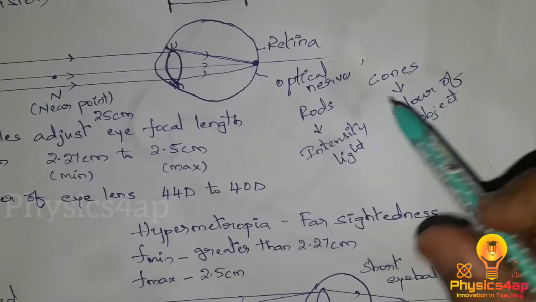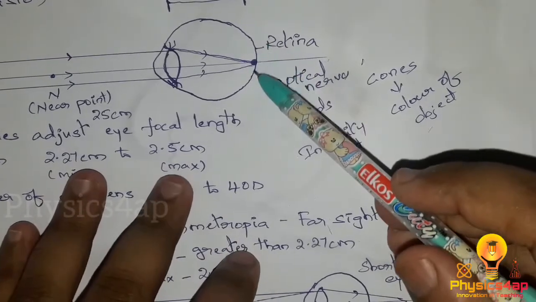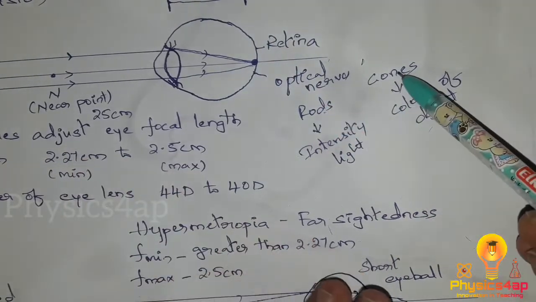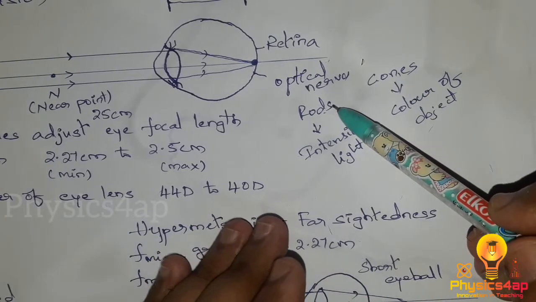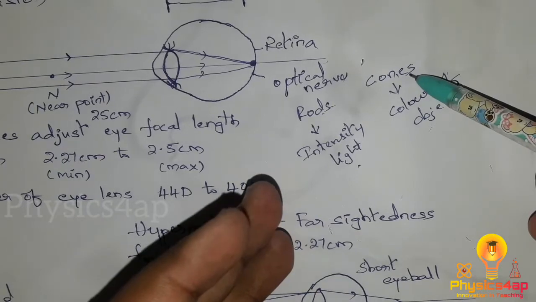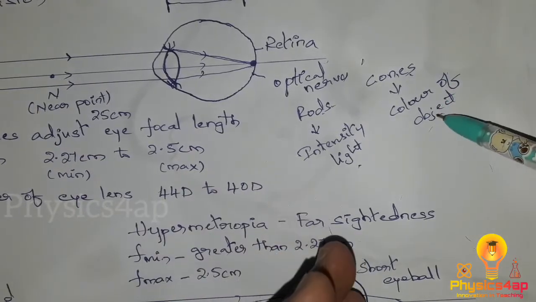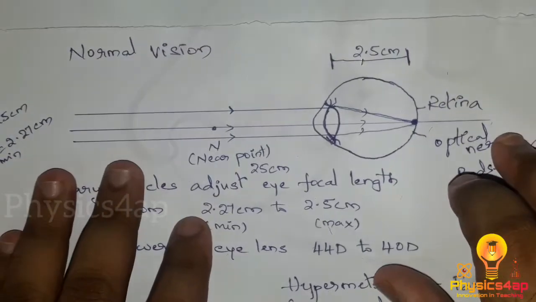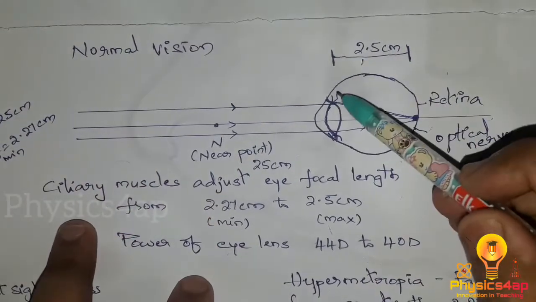So is it clear? The image which is formed upon the retina is observed by the optical nerves, which are called rods and cones. The rods' function is to identify the intensity of light, and the cones' function is to identify the color of the objects. So this is for the normal vision of a person.